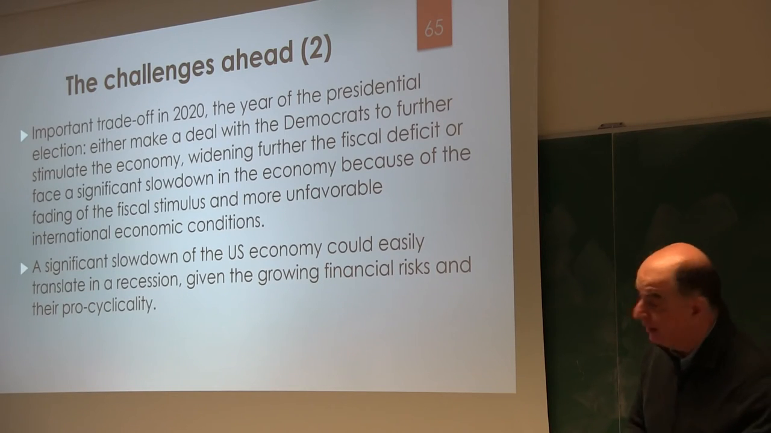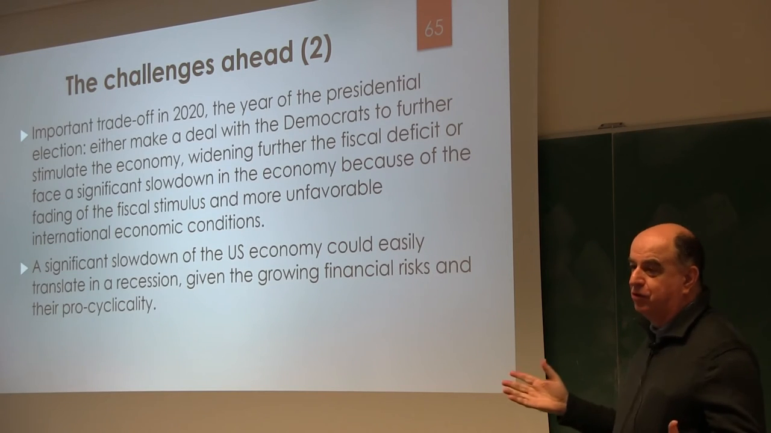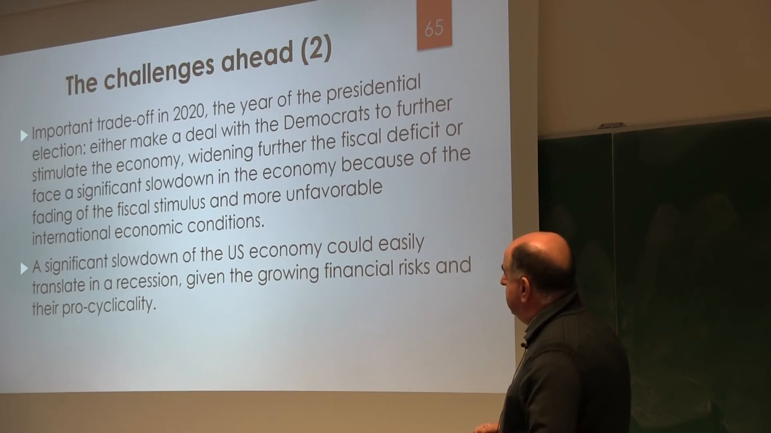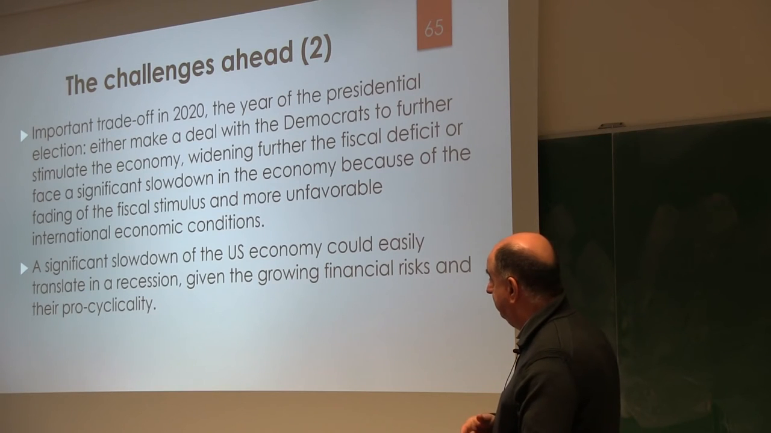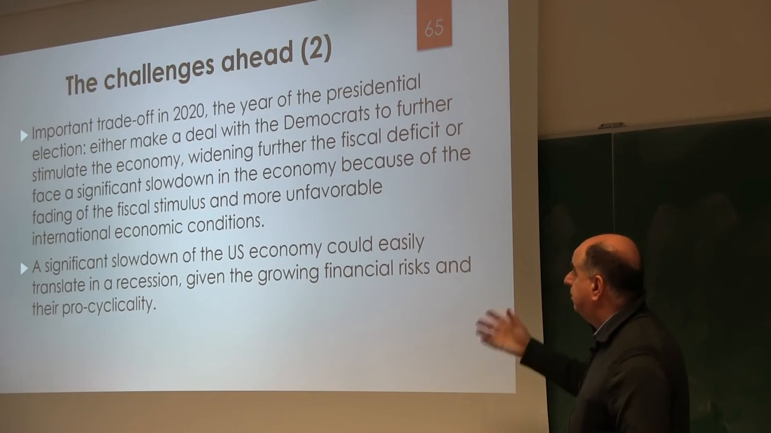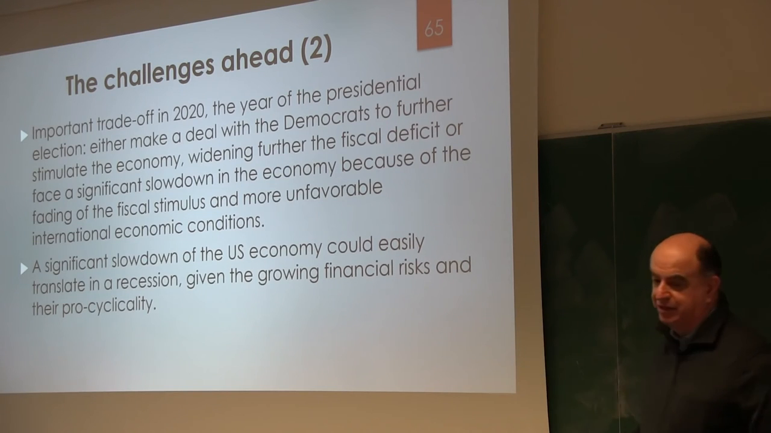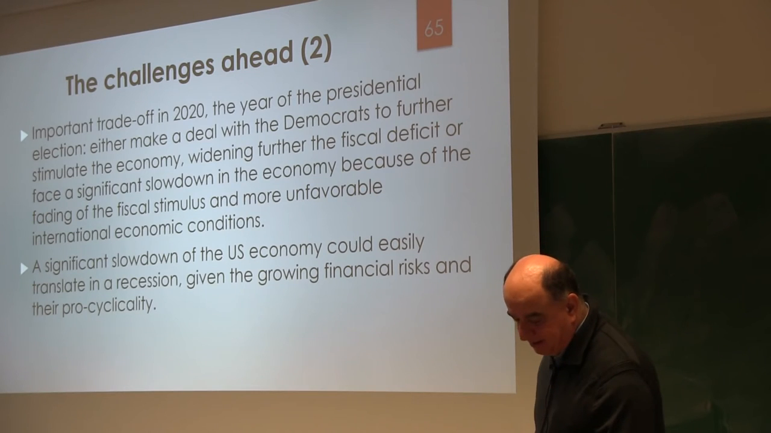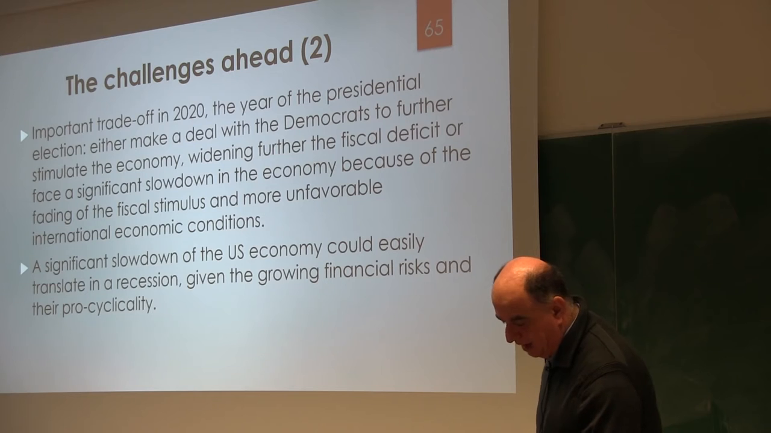There is an important trade-off in 2020. Either you continue to support growth above 2%, 3% doesn't seem attainable, but then you widen the fiscal deficit further, or you face a significant slowdown of the economy because of the fading of the fiscal stimulus and more unfavorable international economic conditions. A significant slowdown in the US economy could translate, as I said, into a recession given the financial risks which are pro-cyclical, and so once you start to slow, the financial risks increase and create a negative feedback loop.